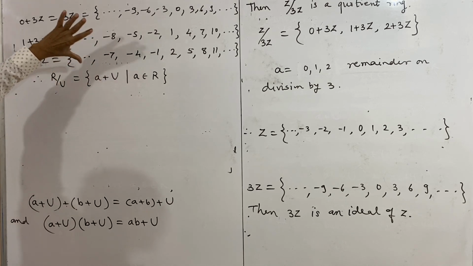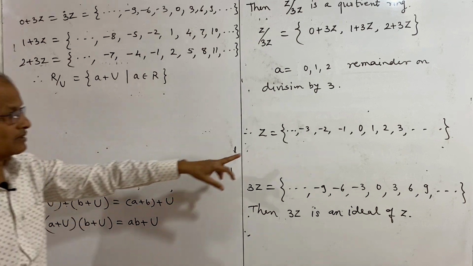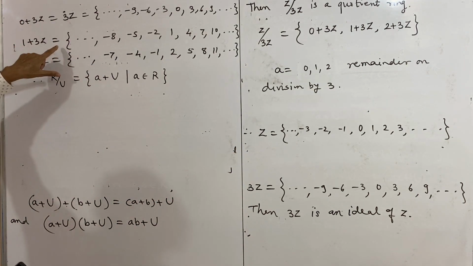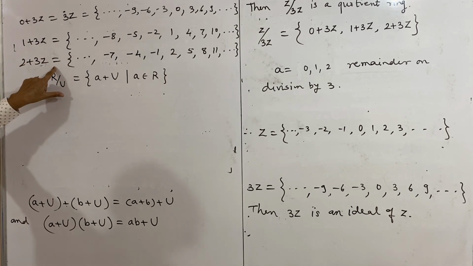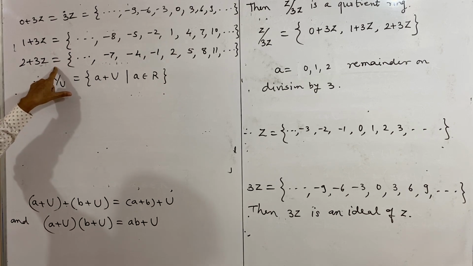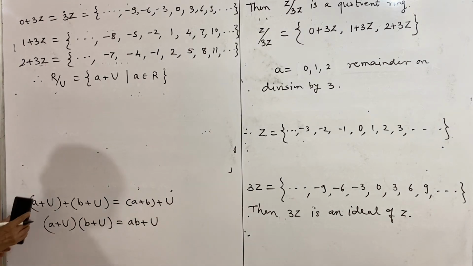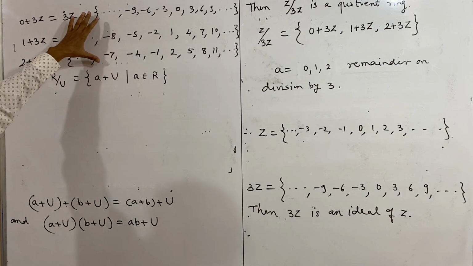Thus the entire ring of integers is divided into 3 parts: all multiples of 3, the integers which leave remainder 1 when divided by 3, and the integers which leave remainder 2 when divided by 3. Thus the whole set of integers is partitioned into 3 parts, and therefore this is known as a factor ring or factoring.